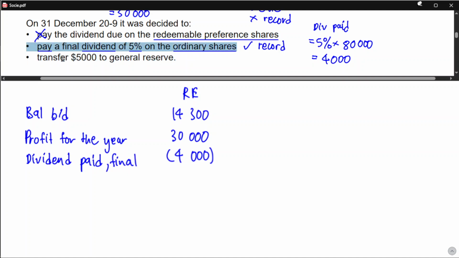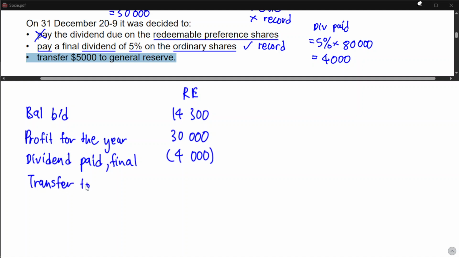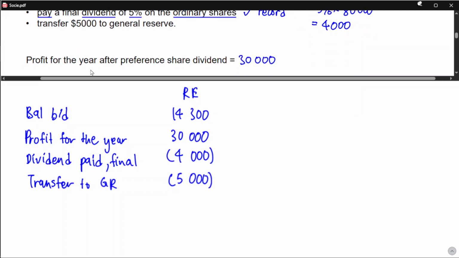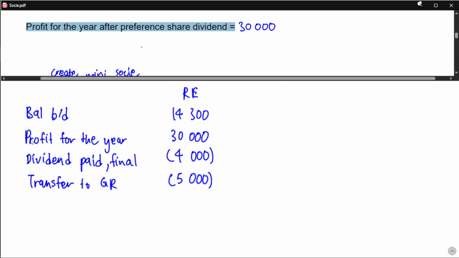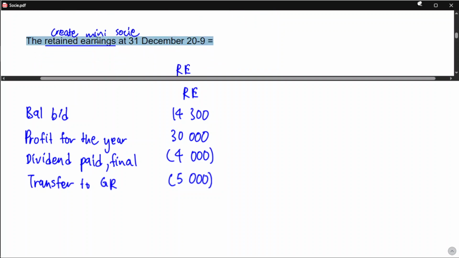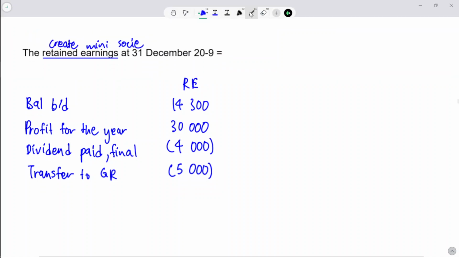Okay. So continue. They want us to transfer to general reserve, which will reduce the retained earning by 5k. So the profit for the year we recorded already. So now we read back the question. So we need to total them up.